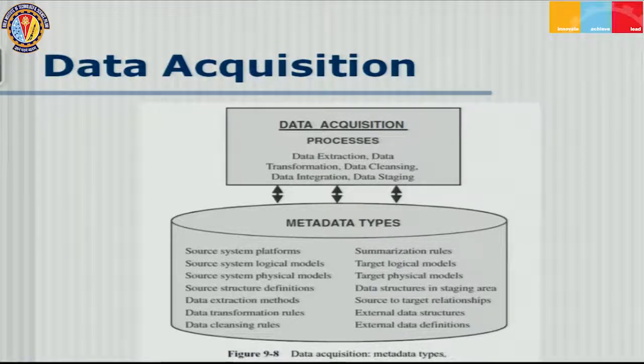So typically when we are using a bottom-up approach, like using data marts or supermarts, then we definitely try to do some kind of summarization. Then target logical model, target physical model. Typically we are looking at star schemas and their variants. Data structures in the staging area, source to target relationship, external data structures, and external data definitions. So all these things you can see are recorded.